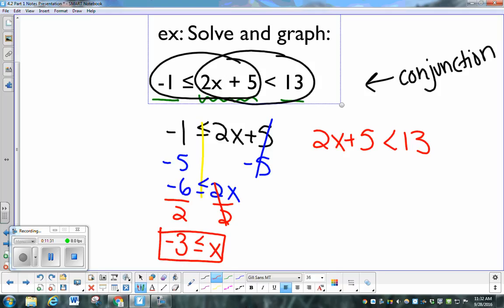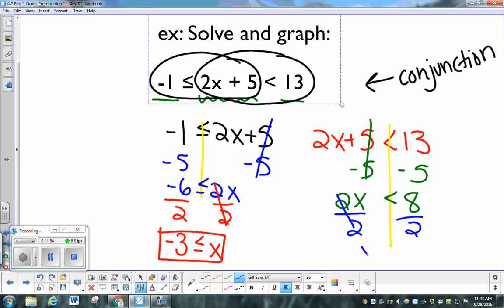But we had another set of conditions. We need to go through and solve that other inequality as well. So we're going to do the same thing here. Draw a line through my inequality symbol. Subtract 5 from each side. We're left with 2x is less than 8. We divide by 2, and we're left with x is less than 4.